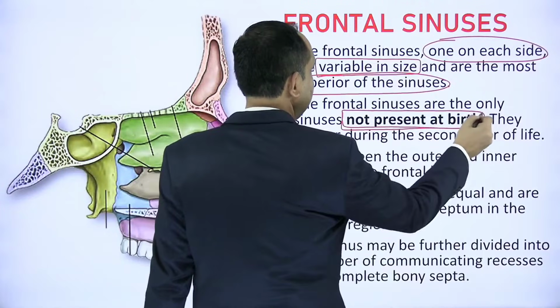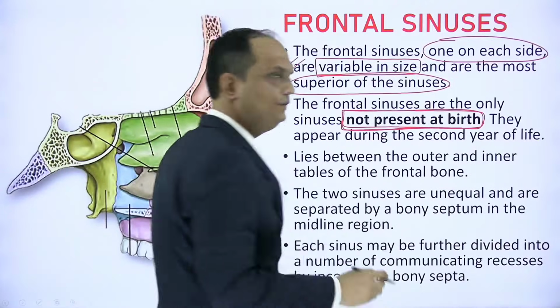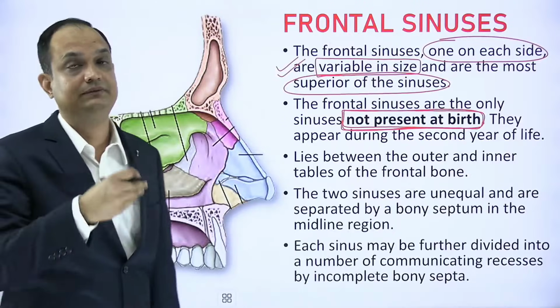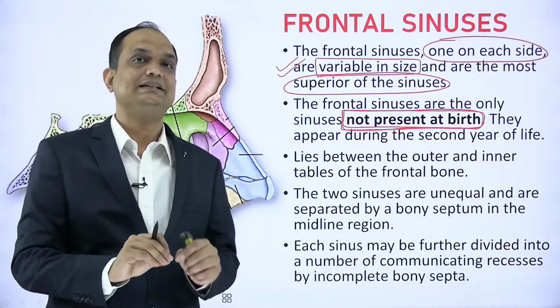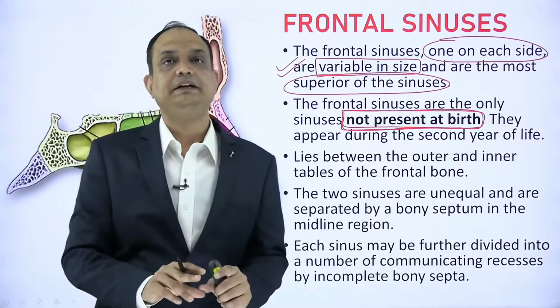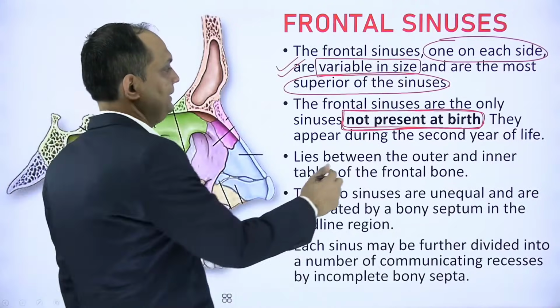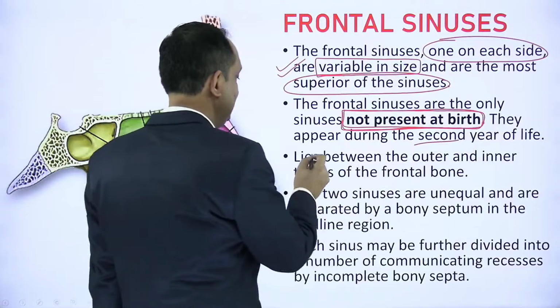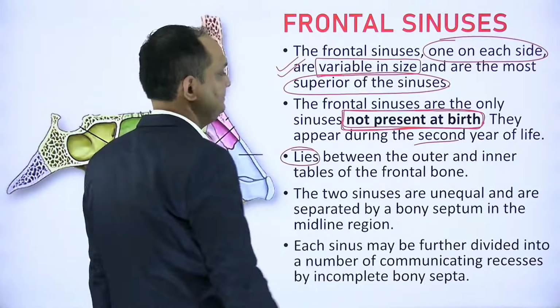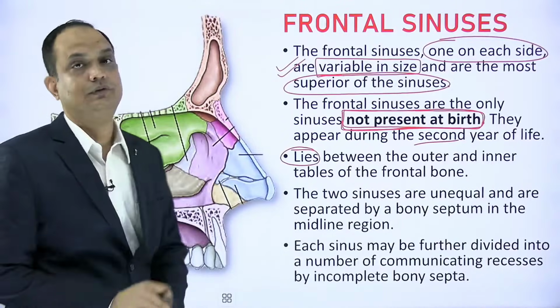So, this is again the important question, which of the sinuses are absent at birth and which are present. Frontal sinus particularly is not present at birth, it appears at the 2nd year of age. So, they appear during the 2nd year of life, and when you see the position, it lies between the outer and inner table of frontal bone.